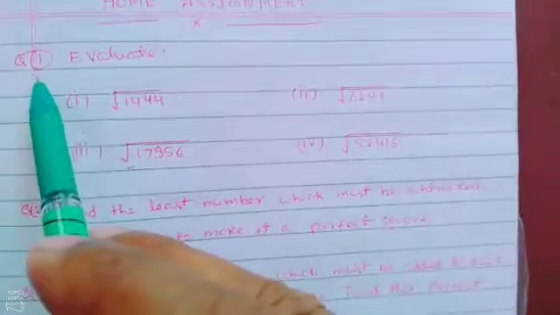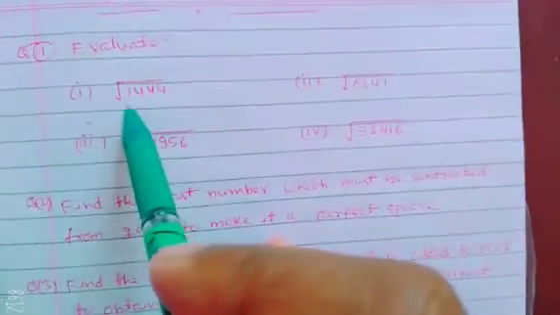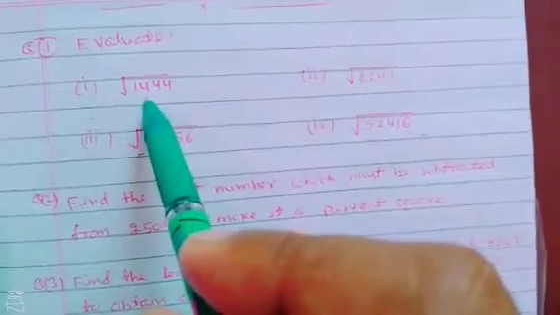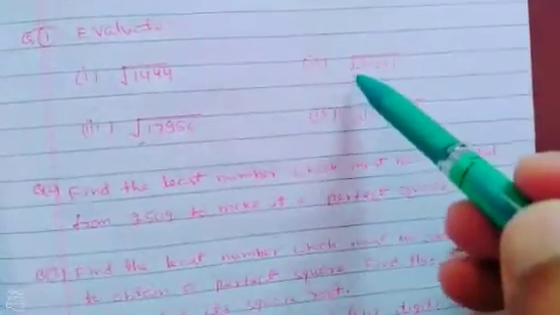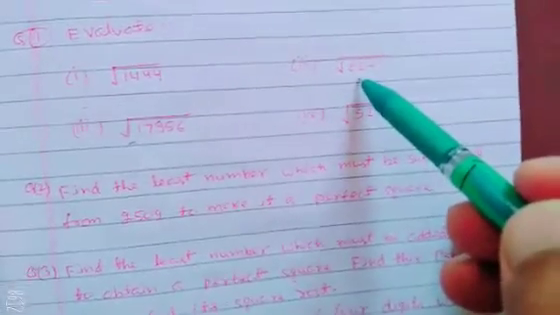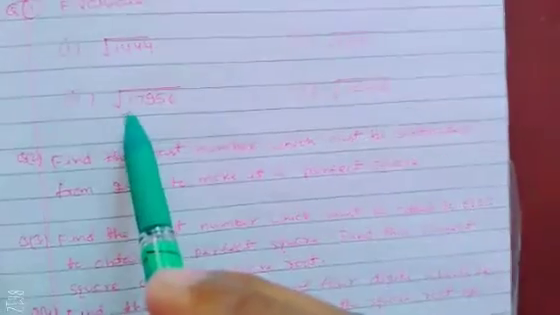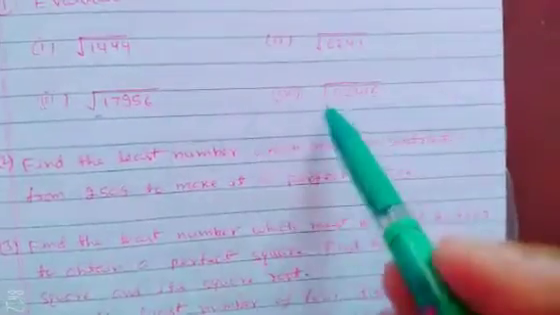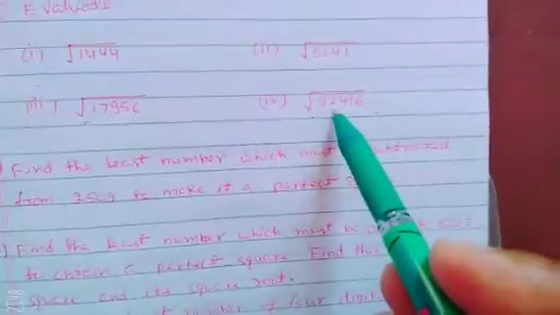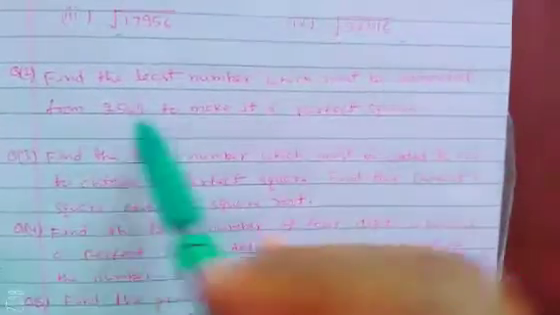Question 1. Evaluate. First, the square root of 1444. Second, the square root of 6241. Third, the square root of 17,956. Fourth, the square root of 92,416. Question 2. Find the least number which must be subtracted from 2509 to make it a perfect square.